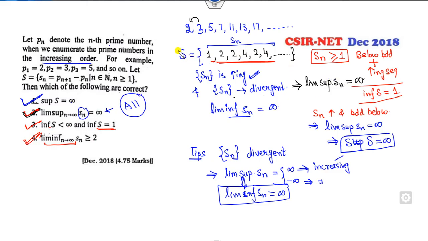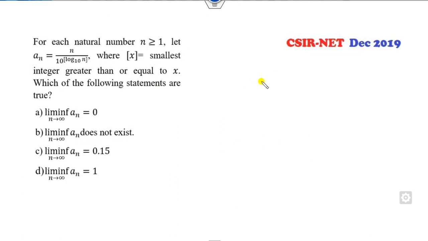Moreover, if you look at the first option, it is not the limit. So what is the sup of S? What is the maximum of this? What is the supremum of this? It's infinity. What is the infimum of S? What is the minimum of this? It's clearly 1. So again, the third and the second option you can directly obtain from this, and the limit infimum is based on this divergent.